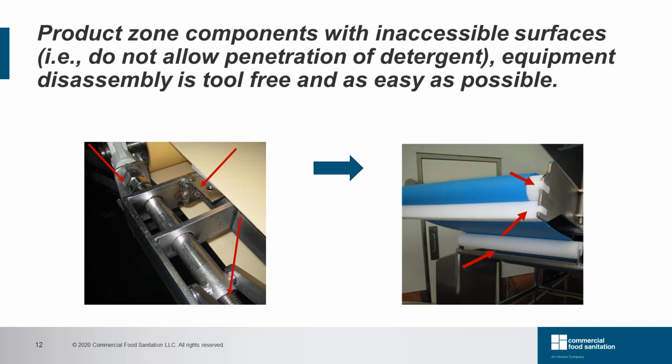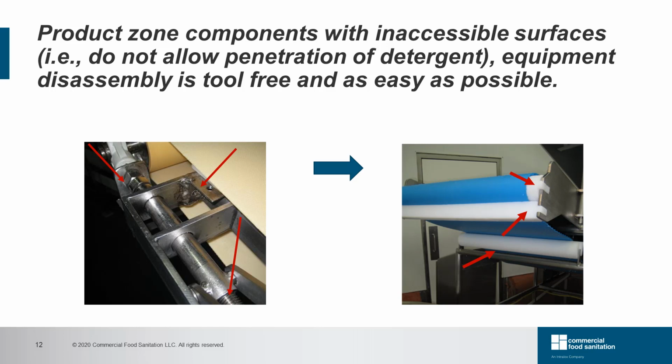Product zone components with inaccessible surfaces, for instance, do not allow penetration of detergent. Equipment disassembly is tool-free and as easy as possible. On the left-hand picture, you can see a threaded tension device at a flat belt going into a hollow sleeve. There is a significant risk that product residues, other soil or moisture, can ingress into the hollow sleeve.